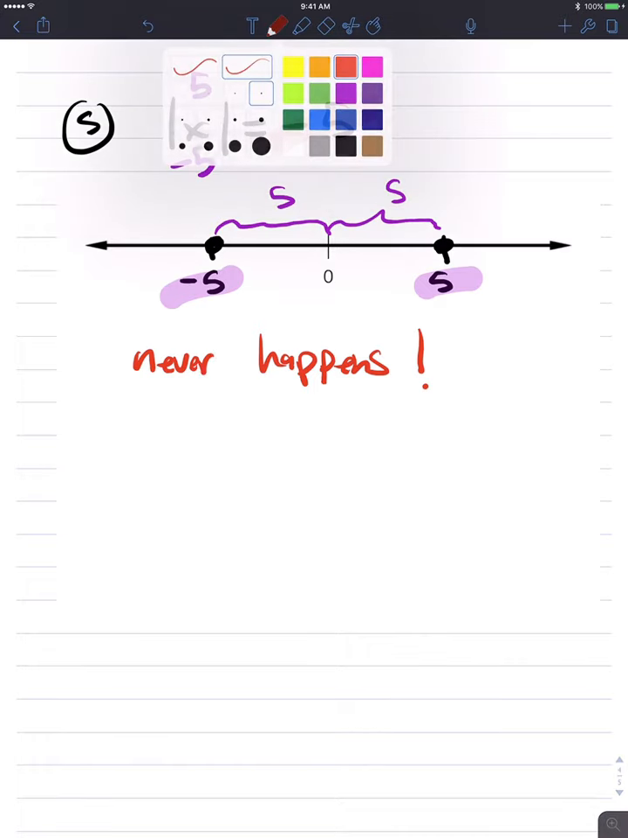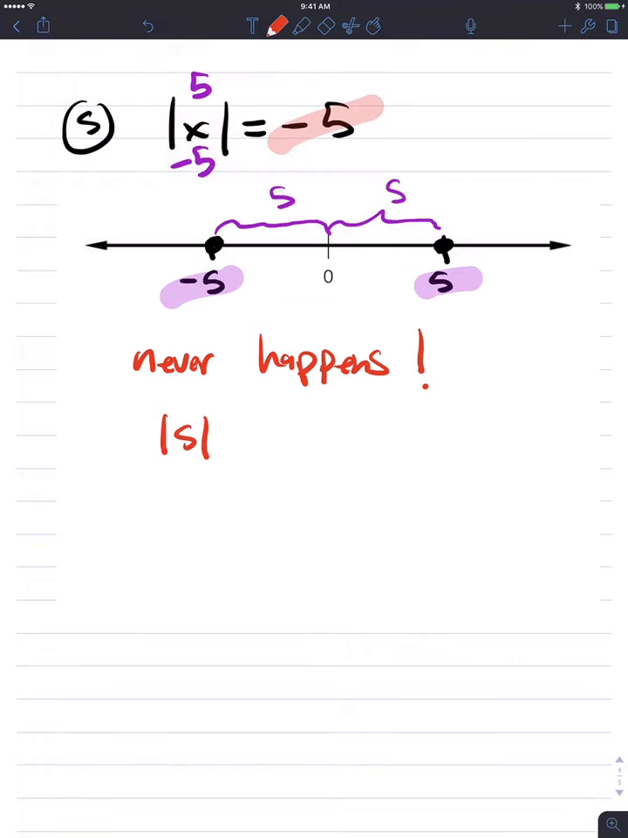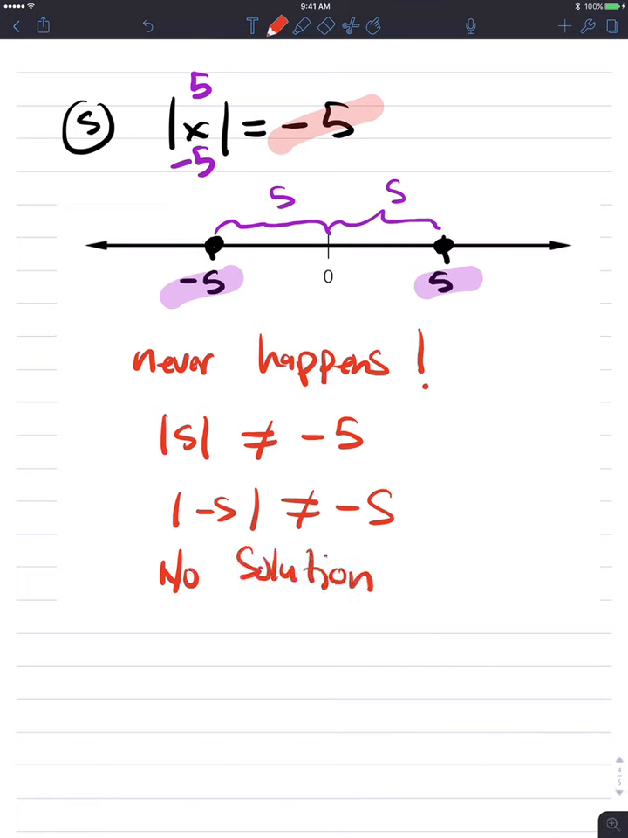The absolute value of +5 is never -5. And the absolute value of a -5 is also never -5. There are no numbers that are -5 units away from the origin. There are numbers that are +5 units away from the origin, but never -5 units away from the origin. So what we say here, that there is simply no solution, if you guys recall. The solution set is empty, and what that looks like in some ways is simply this.